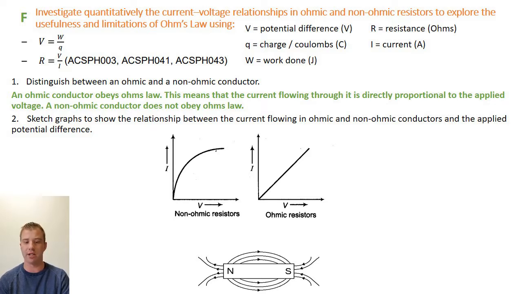Sketch graphs to show the relationship between the current flowing in a non-ohmic and ohmic conductors. You can see that they're given to you. So current and voltage is proportional in the right diagram in ohmic resistors.